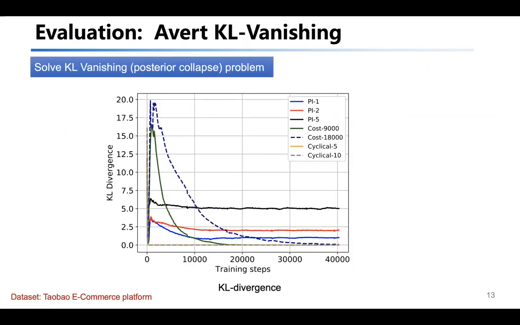Next, let's take a look at the evaluation results. We illustrate that our PI controller can totally solve the KL vanishing problem. This figure illustrates the value of KL divergence during model training. We can observe that for the baselines, like cost annealing and cyclic annealing, their KL divergence gradually drops to 0, which means they suffer from the KL vanishing problem. However, our PI controller can stabilize the output KL divergence to a desired value, such as 1, 2, and 5. So we can see our method can solve the KL vanishing problem.